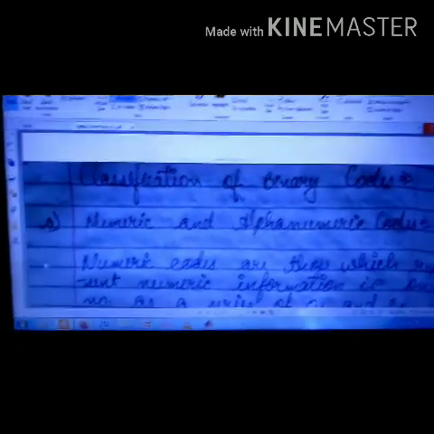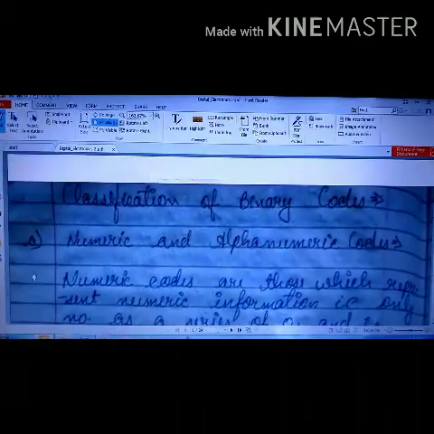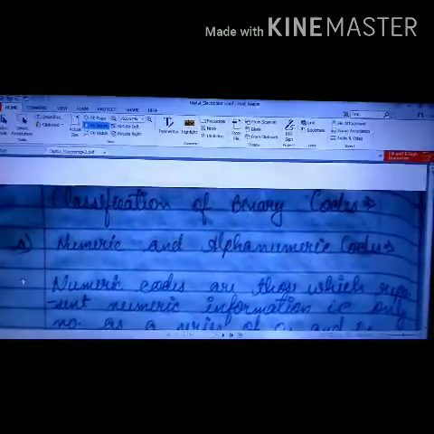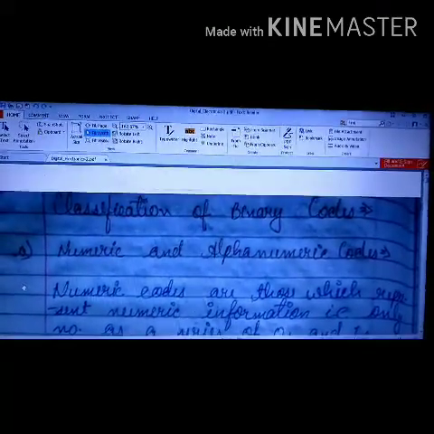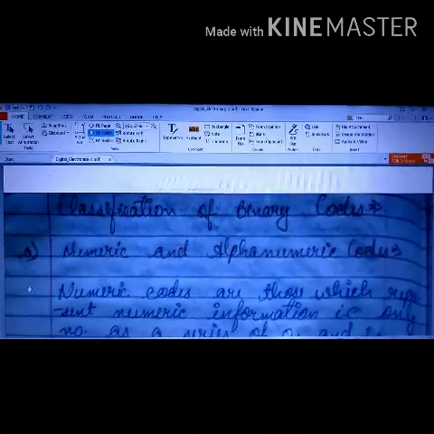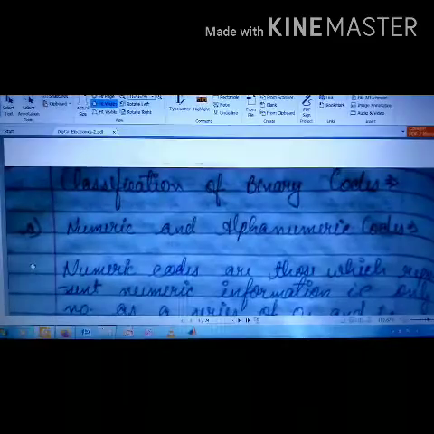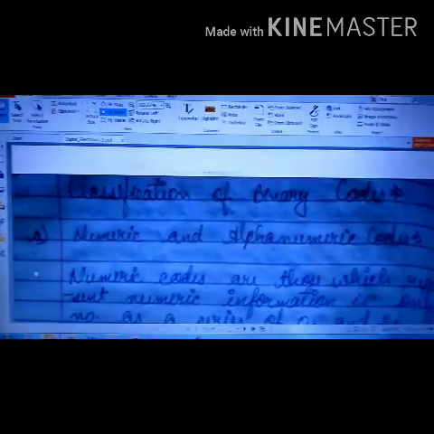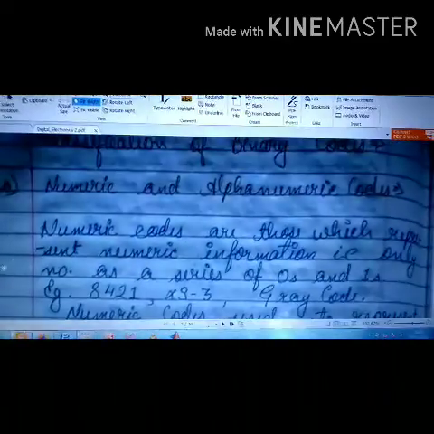Okay. So in the present lecture we are going to briefly look at the classification of different codes in the binary, and thereafter in subsequent lectures we will be studying some of these codes as well. Okay, so let us start with classification of binary codes. The first classification is related to numeric and alphanumeric codes.